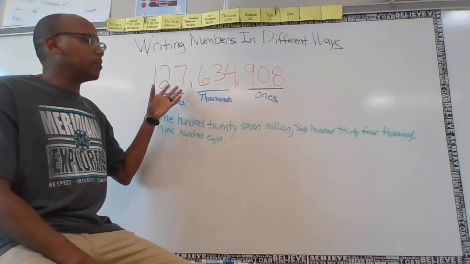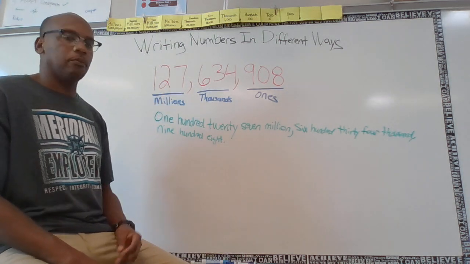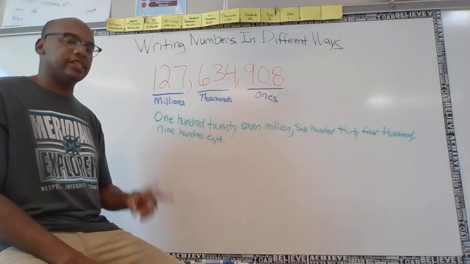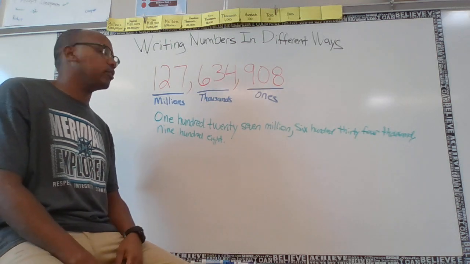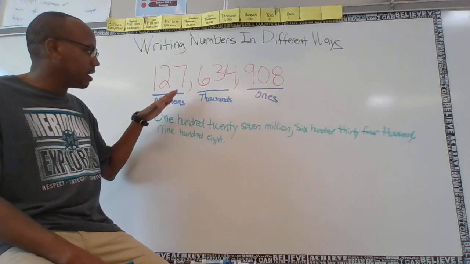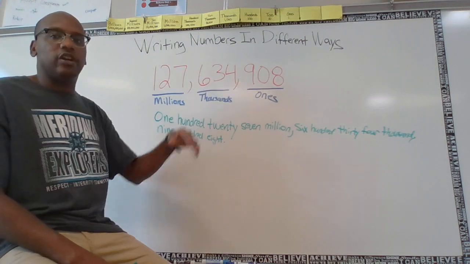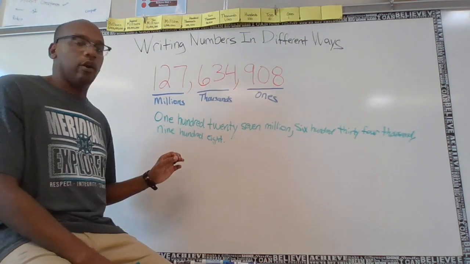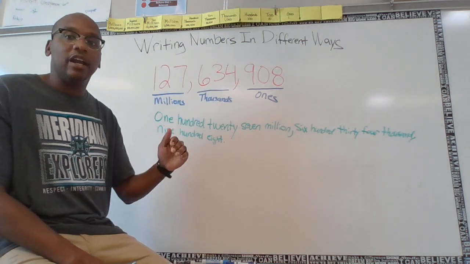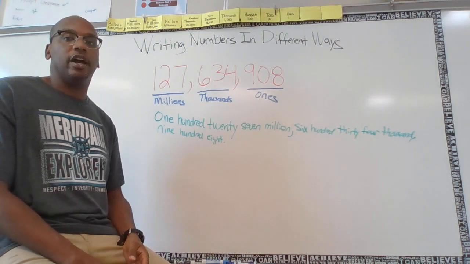Everyone pretty much knows the standard form, right? The standard is written in red. Standard means normal. This is the normal number, right? We have 127,634,908. Now, a lot of times in written form, you will have this number.